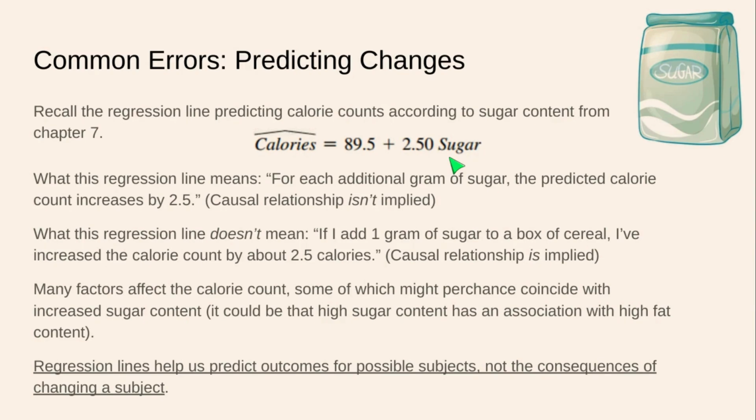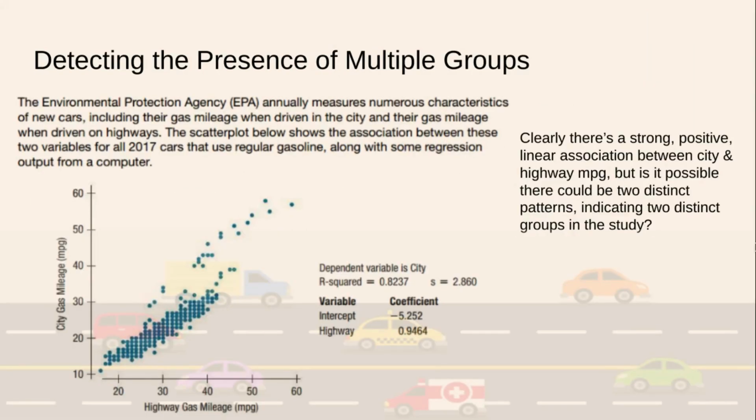Bottom line is, check whether your analysis of this regression line implies a causal relationship, if I do this, then that will happen, and not just a prediction. For each additional gram of sugar that I see on a label, the predicted calorie count is going to increase. If I see causal language, beware, especially if we're dealing with an observational study like the one from which we got this regression line.